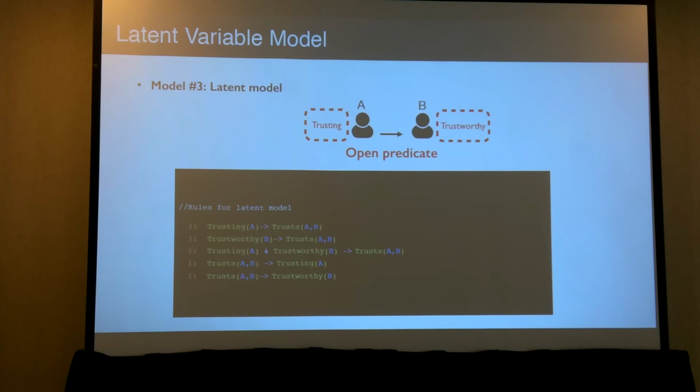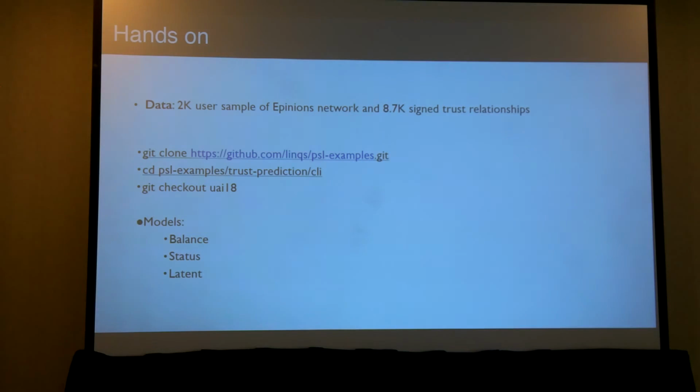The thing about this is that in addition to the link that we want to infer, we also want to infer this trusting and trustworthy for the nodes. That's why it's a latent variable. We don't have it in the data. It's also open predicates.